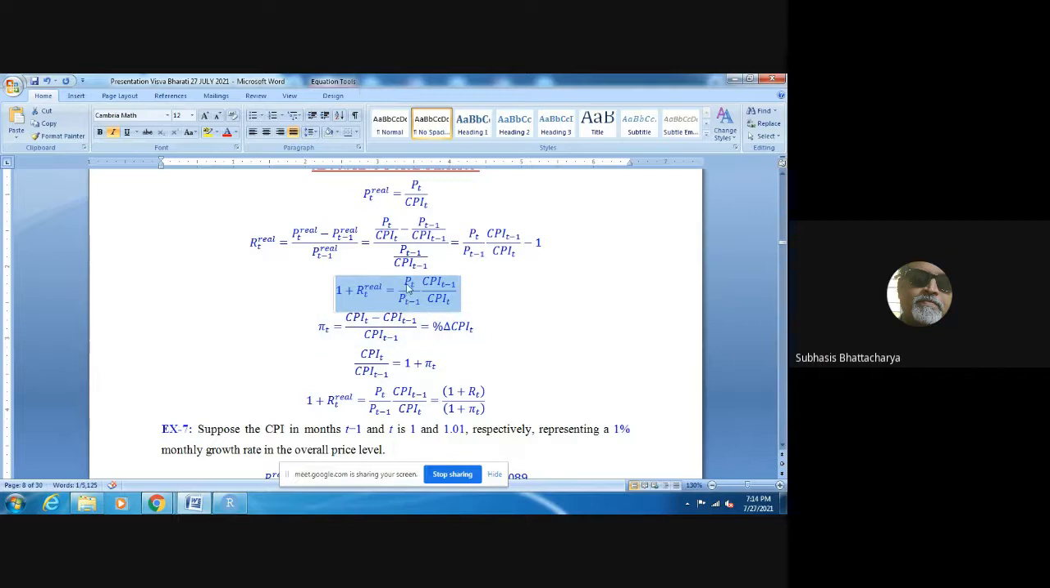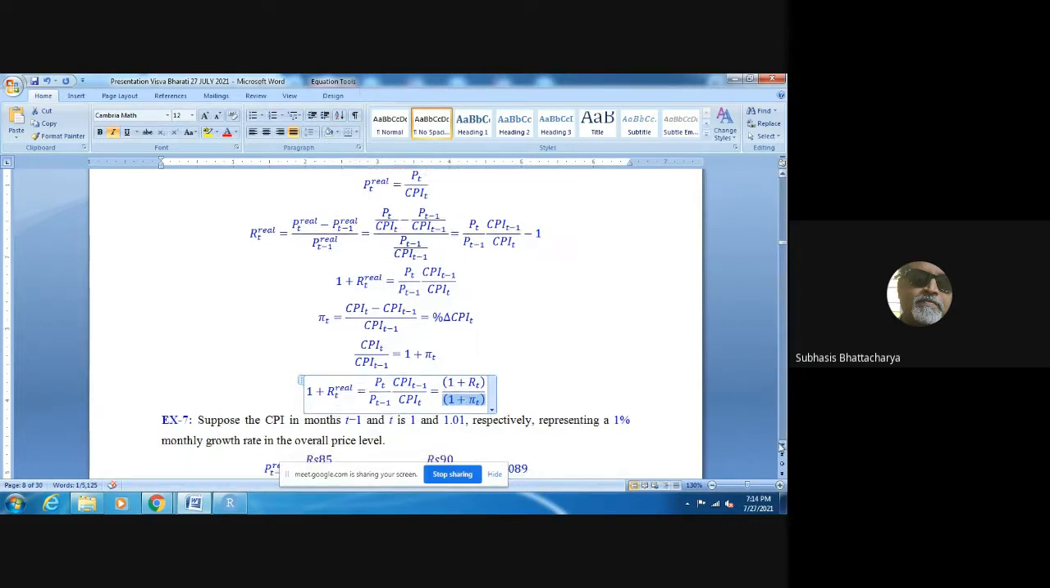This Pt by Pt minus 1 is written in the form 1 plus Rt, as we derived earlier. And in this form, if I bring the CPI term into the denominator, then that becomes 1 plus pi t. So this is the thing.